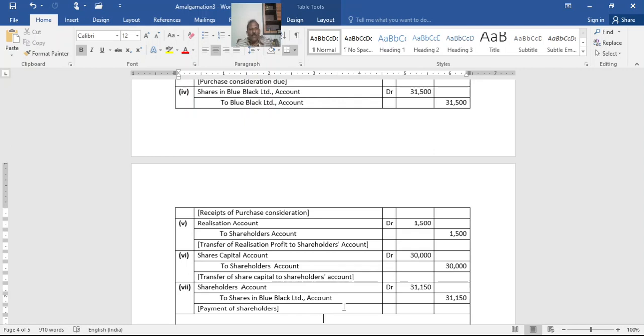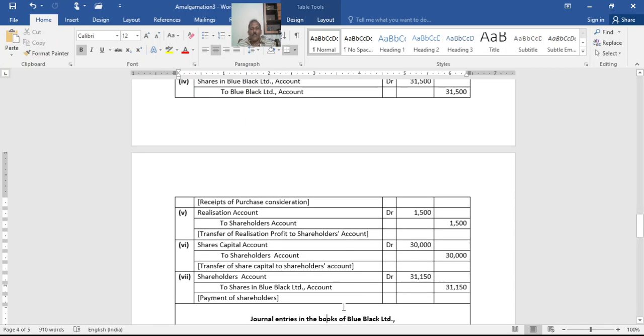Just to compare with the previous case, in case of Blue Limited there was a loss, the entry was shareholders to realization account. Now in case of Black Limited you have a profit, so entry will be vice versa, realization account debited to shareholders account, and here it increases the balance due to equity shareholders. And transfer equity shareholders items, here only one share capital account debited to shareholders account. Final entry to pay them, shareholders account debited to shares in Blue Limited. This problem exactly again 31,150 amount of purchase consideration, which is payable to equity shareholders.